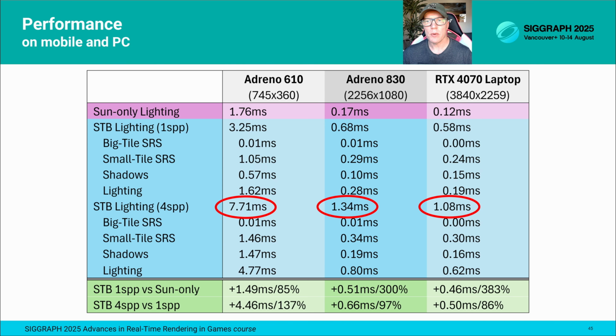4SPP lighting gets quite expensive on the budget phone, but is more reasonable on the high-end phone and the laptop, especially at those resolutions. The cost of the big tile SRS pass is still tiny, but could be improved to fixed cost with uniform sampling if it becomes an issue with a larger light count. I tested the performance in a separate scene with 500 lights, and the big tile reservoir cost was still only 0.02 milliseconds on all the platforms.